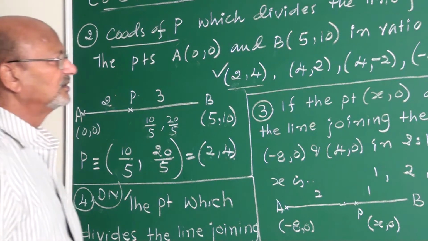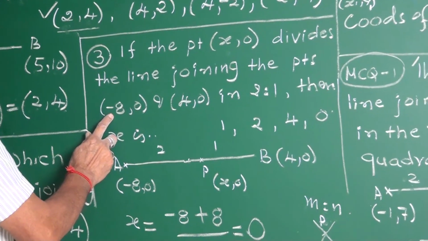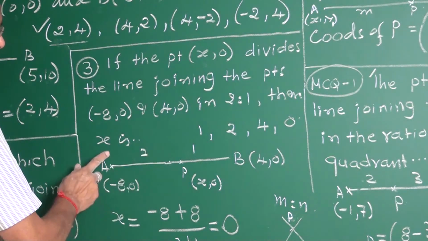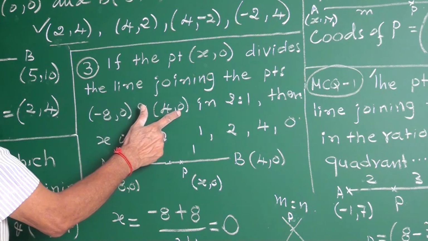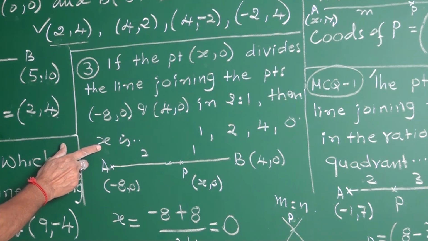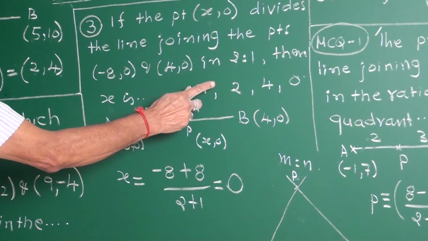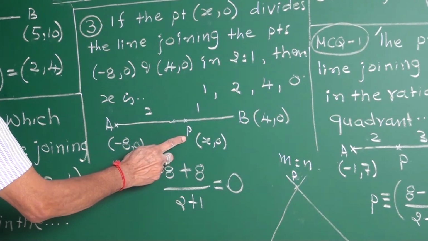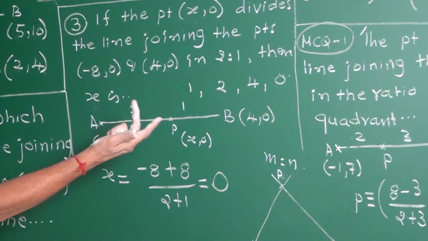Now there is one more example. If the point (x, 0) divides the line joining the points (-8, 0) and (4, 0) in the ratio 2 to 1, then the value of x is, well, it is also simple. See, the first point contains 0, and the second also contains 0. Therefore the example becomes quite simple. The options are 1, 2, 3, and the last option is 0. See, A, this is B, this is P. What are the coordinates of P? (x, 0). What is x? The x coordinate equals what?